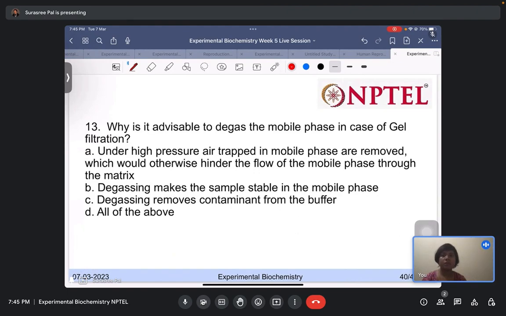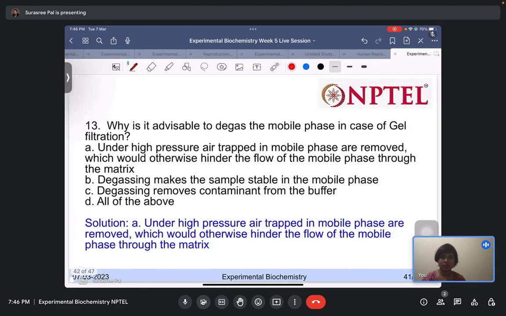So why is it recommended? Because under high pressure, air trapped in the mobile phase should be removed so that the flow of the mobile phase is not hindered. And if there are bubbles in the mobile phase, then these bubbles will actually increase the pressure and damage the column. So therefore it is always recommended to degas the mobile phase. That is the correct answer. Otherwise it would hinder the flow of the mobile phase through the matrix, and it will also not be good for the column.